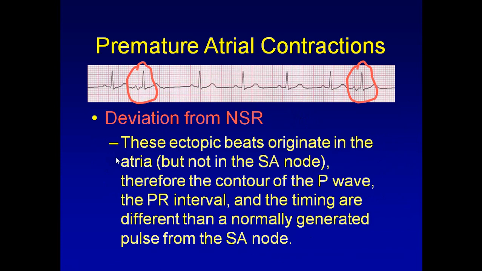These ectopic beats originate in the atria, not in the SA node. Therefore, the contour shape of the P wave, the PR interval, and the timing are different. It comes earlier, the contour is different, and the PR is difficult to measure. The timing is also premature compared with the normally generated impulse of the SA node. So it is premature, coming earlier, atrial because the P wave is not normal, contractions or beats. The QRS complex is normal.